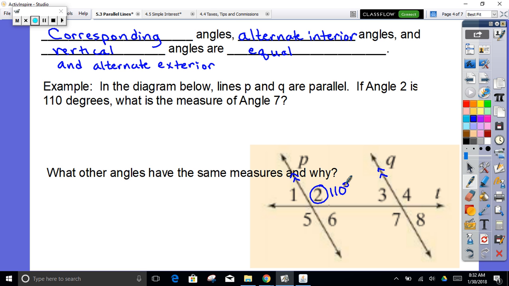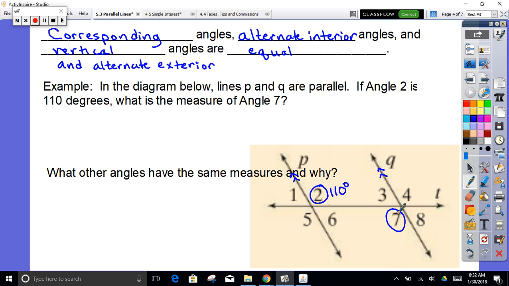Irene? Alternate interior. They are alternate interior. They're both on the inside of the parallel lines on opposite sides of the transversal. So if angle 2 and angle 7 are alternate interior angles, what does angle 7 have to be?